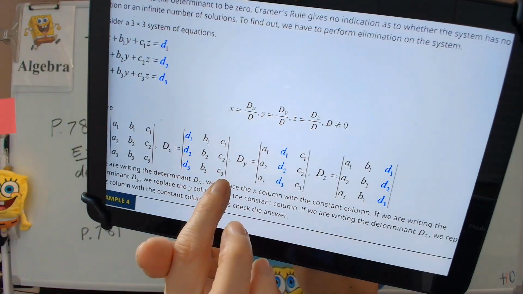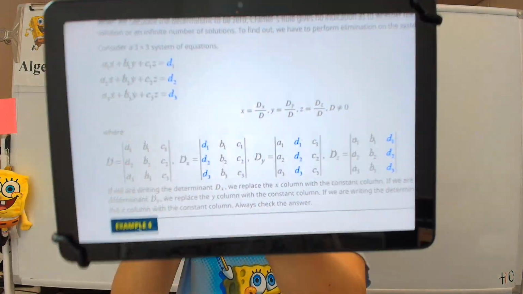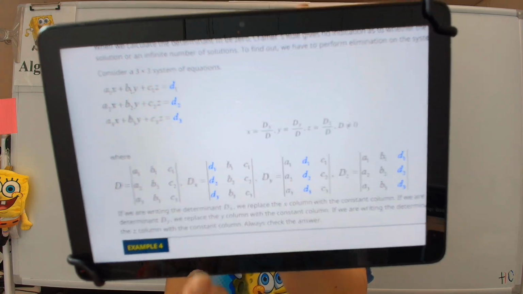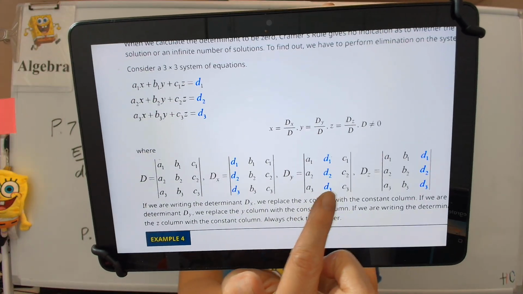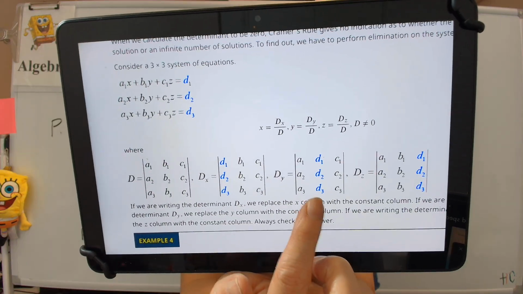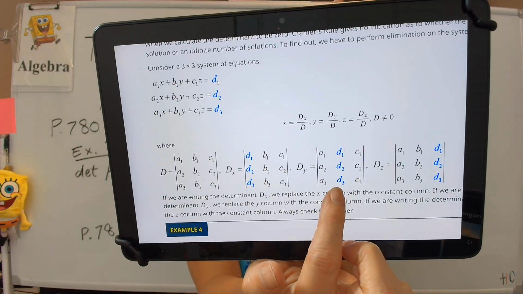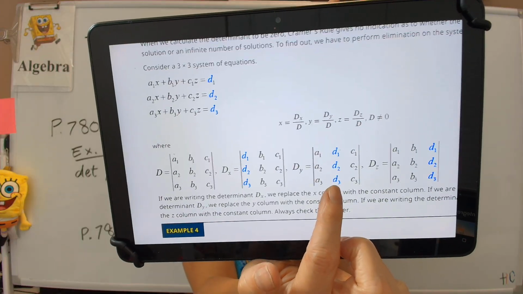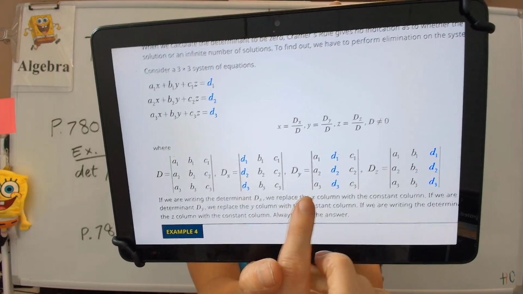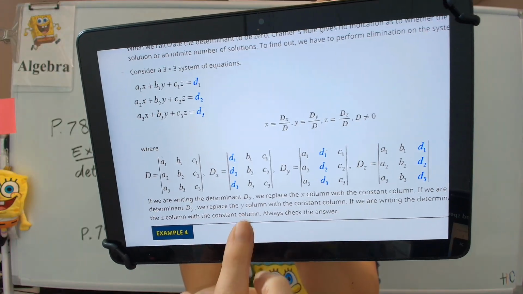The coefficients of y are b, right? Here, the coefficients of y are in the b position, that is, they're in the middle. So you slap the d's on top of the b's. They kick the b's out and put the d's there. That will give you dy, and eventually dy divided by d will give you y.